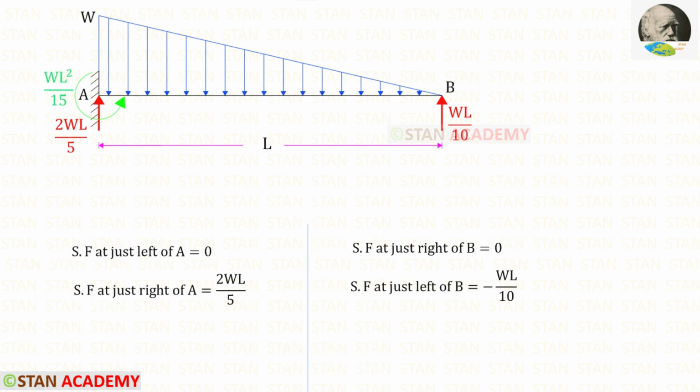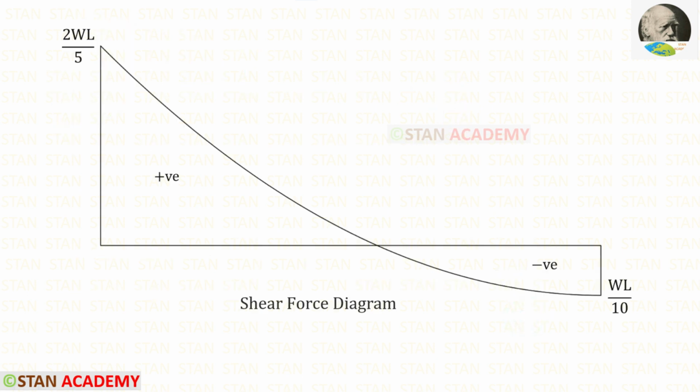Now using the right hand side rule, we can find the shear force values in the point A, and then using the left hand side rule, we can find the shear force values in the point B. Here you can see the shear force diagram. In this point, the shear force becomes 0. In this point, there will be maximum positive bending moment.